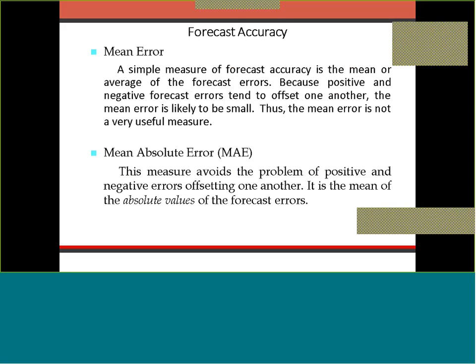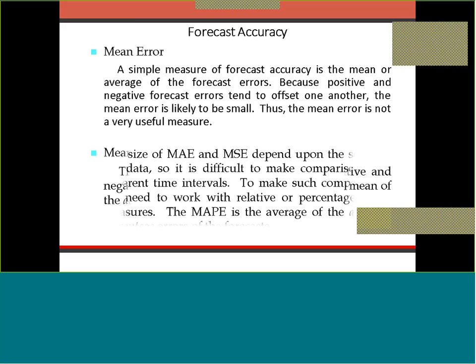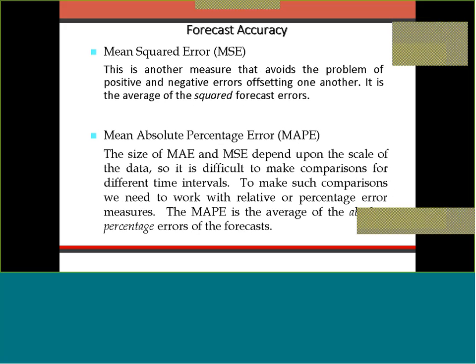The second one is mean absolute error. Absolute means you have to take the absolute value of the error and then calculate the average. That is known as mean absolute error. So mean error means average of errors, and mean absolute error means average of absolute errors. The third one is mean squared error. Mean squared error means just square the errors and then calculate the average.